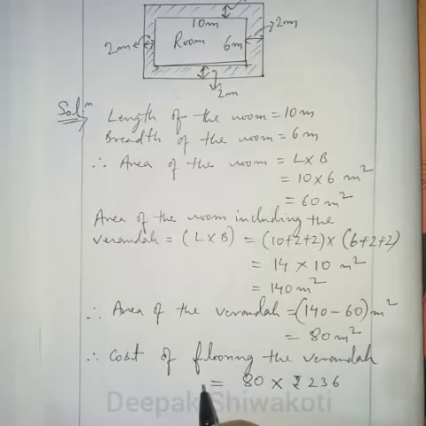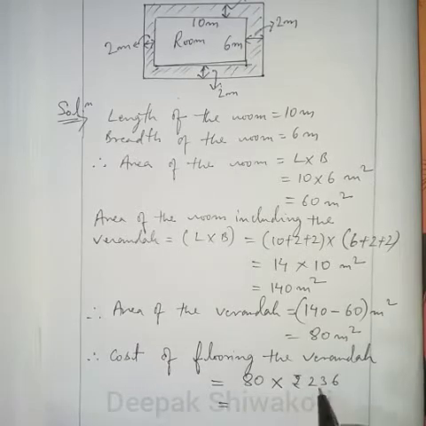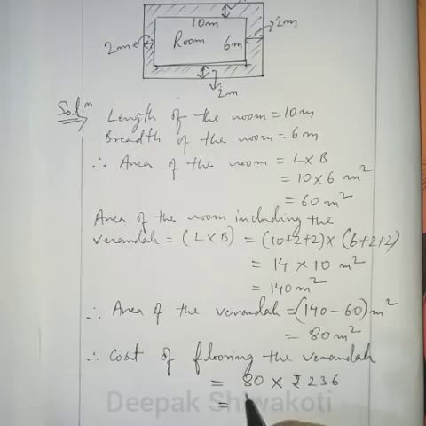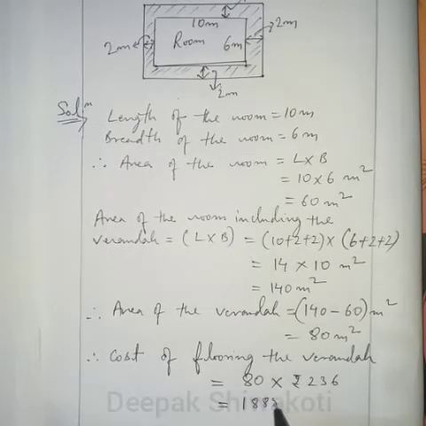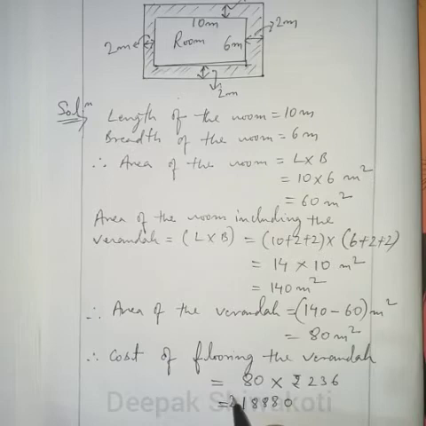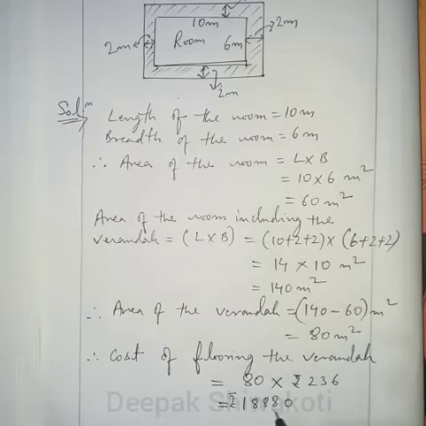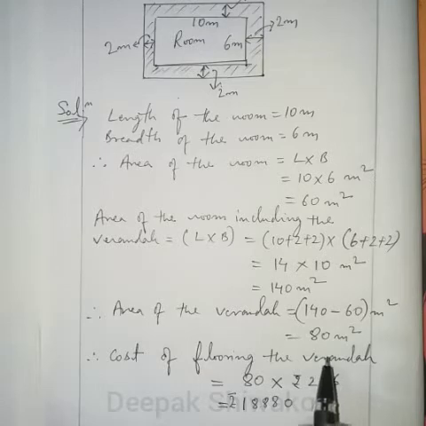So the cost of flooring the veranda will be the product of these two, that is, if you multiply, you will get 18,880 rupees to marble the veranda.